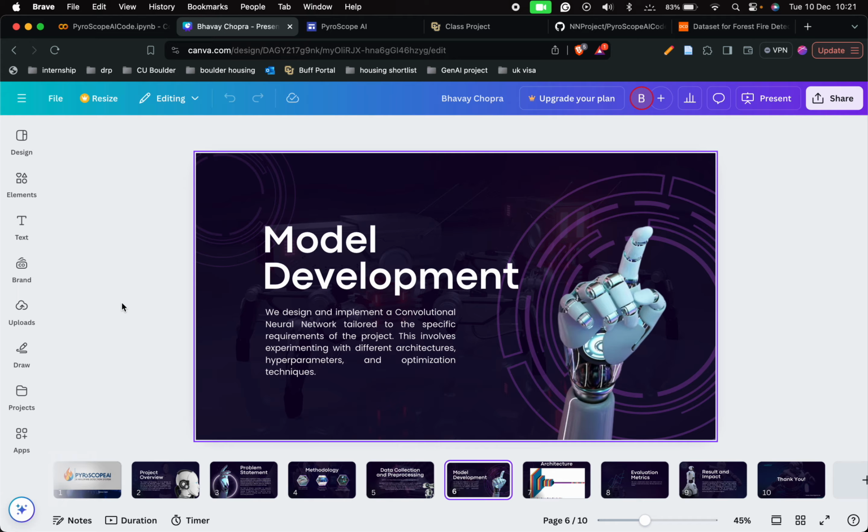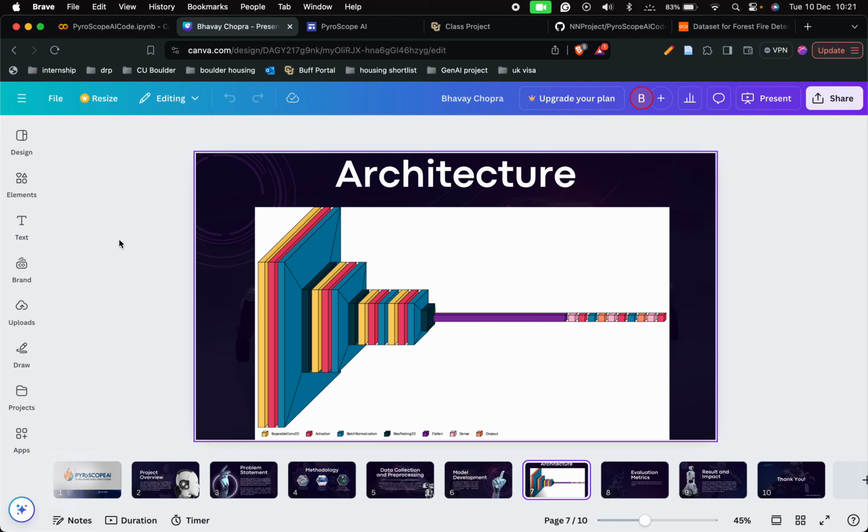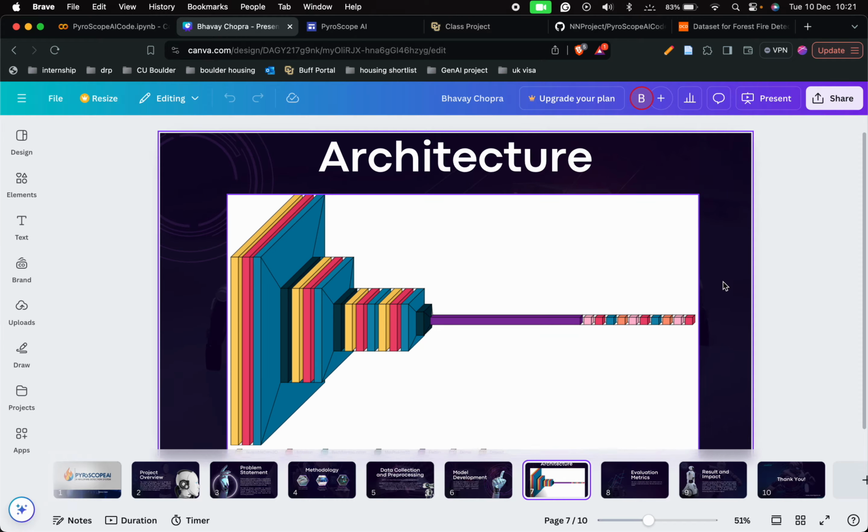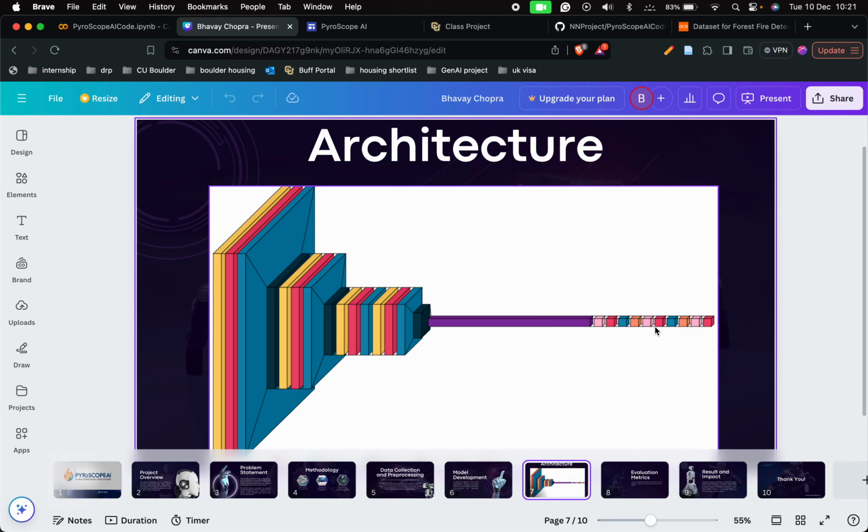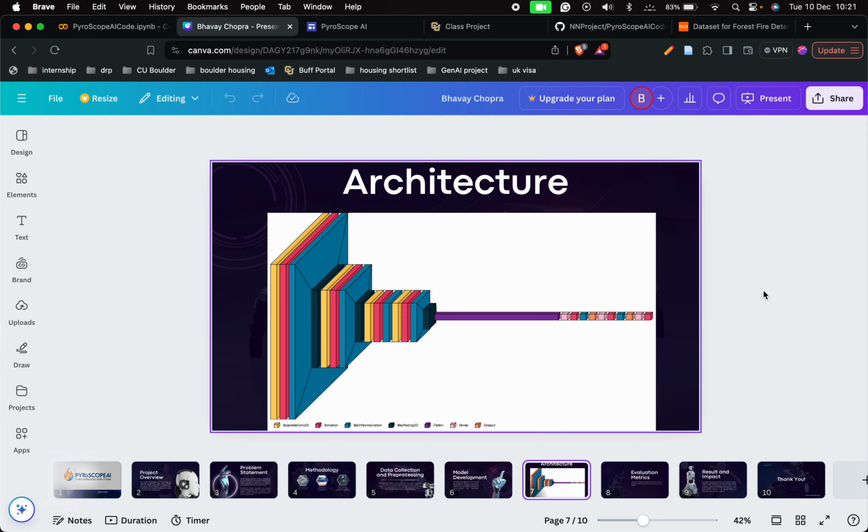Let's talk about the model development. So this is the architecture diagram for our model. The model begins with a separable convolution layer with 16 filters and a kernel size of 7 by 7, which was padded to maintain the input spatial dimensions.